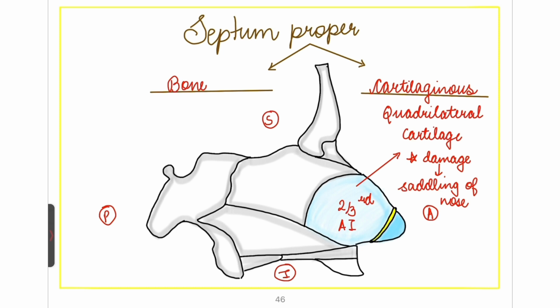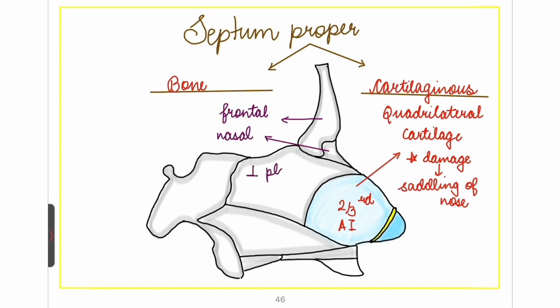Next, we move on to the bony parts. This is the frontal bone. This is the nasal bone. We have seen the frontal and the nasal bones taking part in forming the structure of the external nose also. This big bone here is the perpendicular plate of the ethmoid bone. Below it, we have the vomer bone.